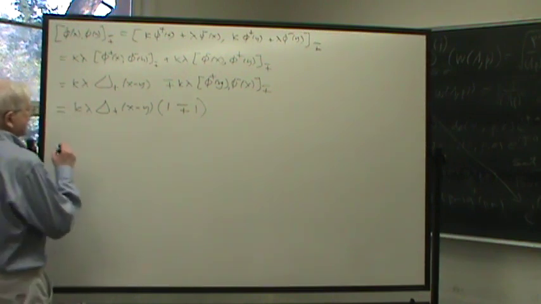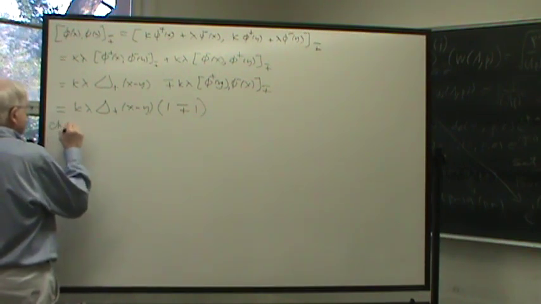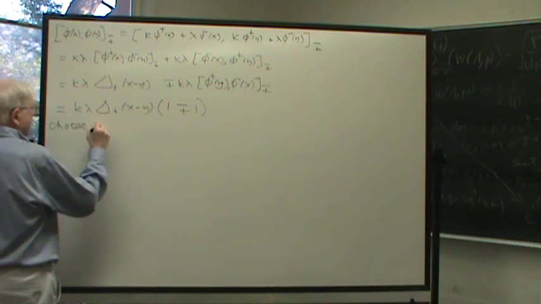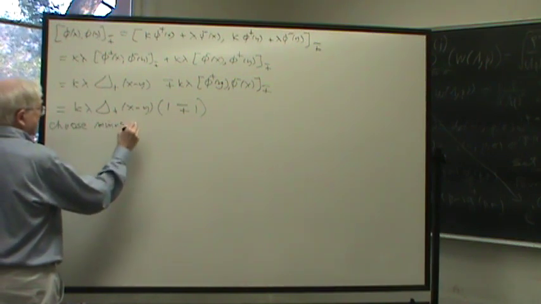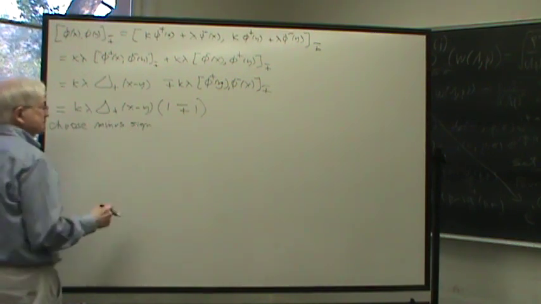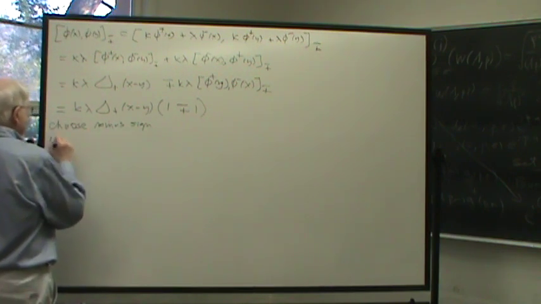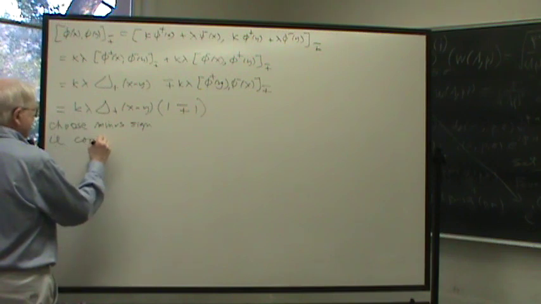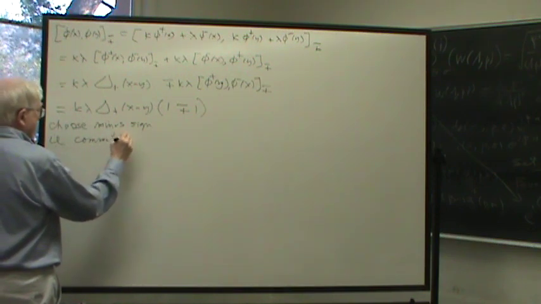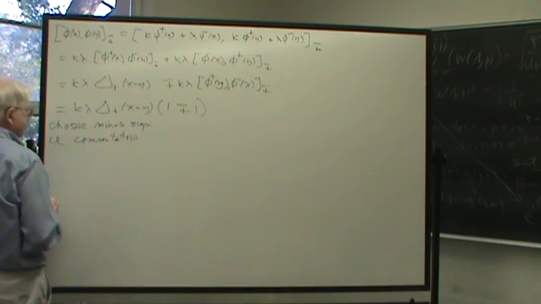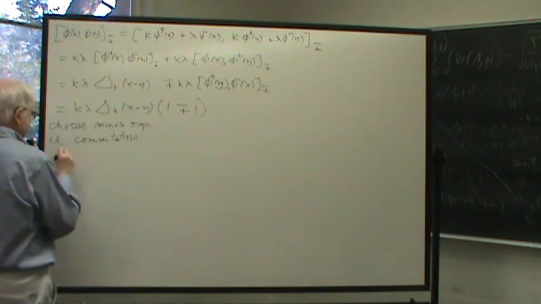So choose the minus sign, which is the choice we had in the other case, that is commutators, and so the field is a boson.